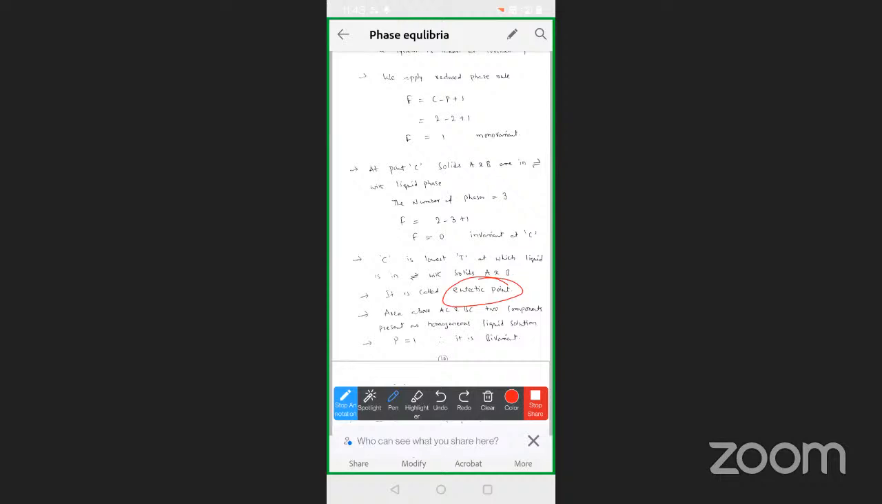The area above AC and BC, two components present as homogeneous liquids in the solution. For phase 1, it is bivariant. Two minus 1 plus 1. So F equal to 2.